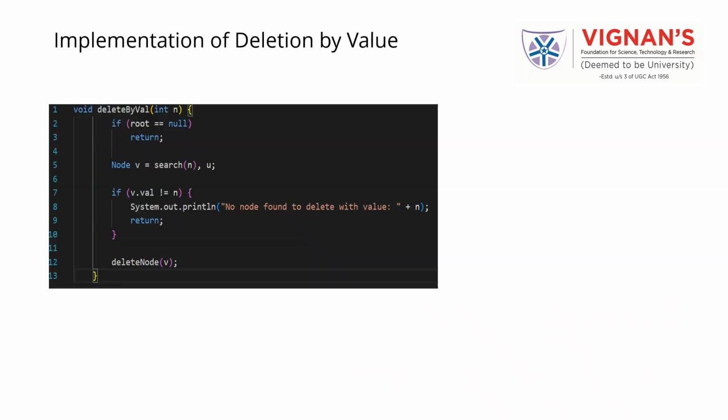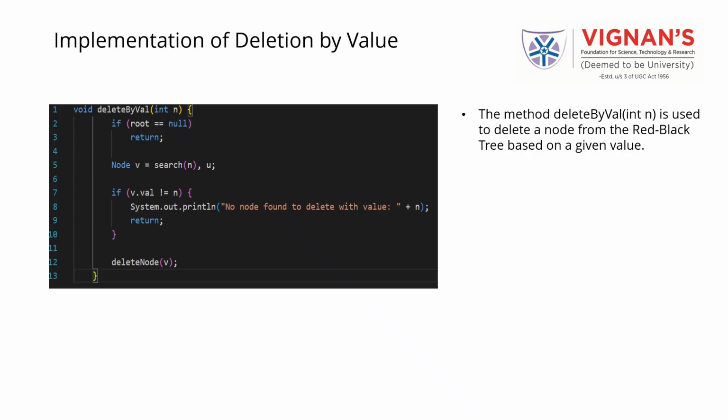Implementation of deletion by value. The method void deleteByVal(int n) is used to delete a node from the red-black tree based on a given value. Here, void means the function does not return any value. deleteByVal is the function name. int n is the integer type of argument passed to the function, representing the value to be deleted.